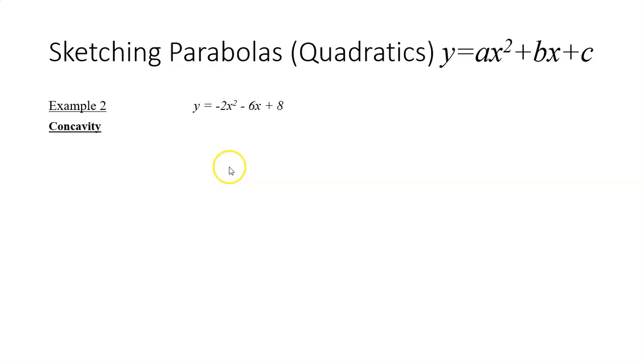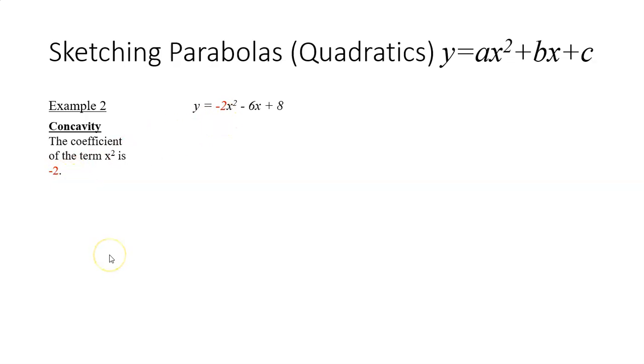Concavity. Well, let's look at our a value, because remember the concavity is the coefficient of the x squared. And just be very careful, because sometimes these equations are written in a different form. Sometimes the x squared might be at the end instead of at the beginning or somewhere in the middle. So just be careful. It's the coefficient of the x squared. So you may need to change the order in which the terms are written. So the coefficient is -2.